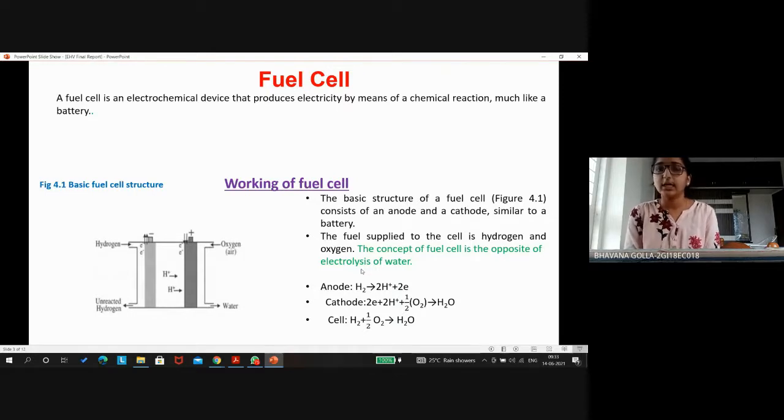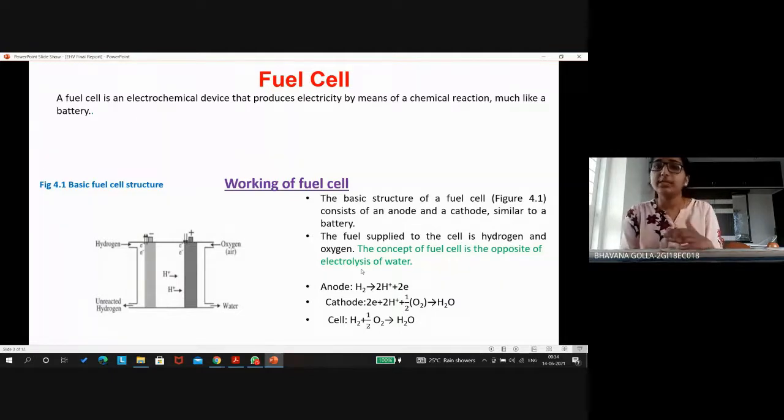it produces electricity. So the working of fuel cells: the basic structure is similar to that of a battery. That is, it consists of a cathode, anode, and electrolyte. As I told you, we are supplying oxygen and hydrogen. The reaction that takes place at the anode, which we normally represent with a negative sign, is towards the left side in the figure. So we supply hydrogen to it.